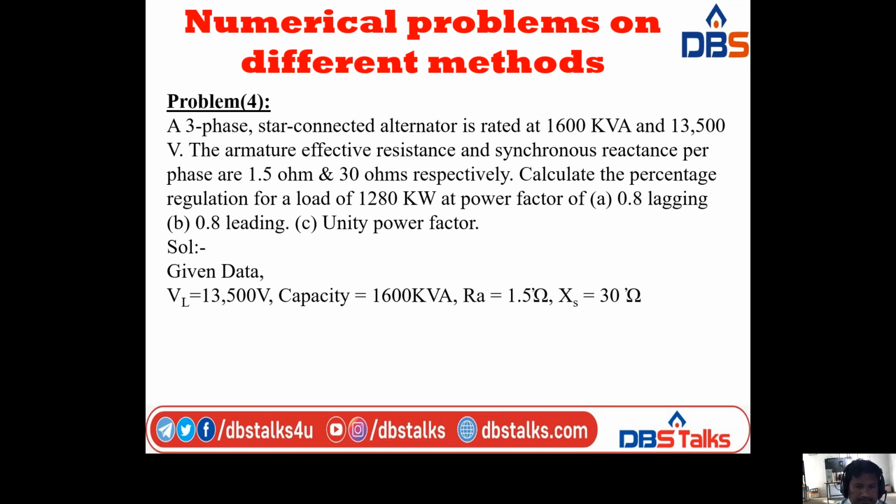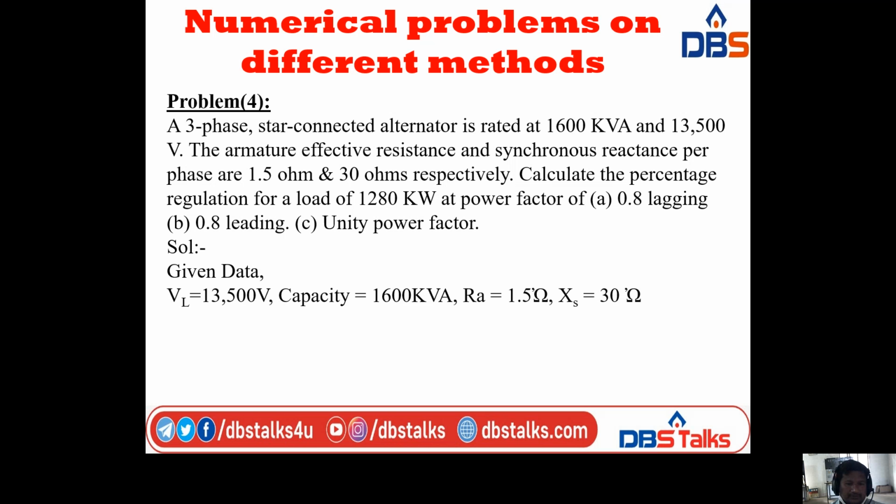So another problem: a three-phase star-connected alternator is rated at 1600 kVA and 13,500 volts. The armature effective resistance and synchronous reactance per phase are 1.5 ohm and 30 ohm respectively. Calculate the percentage voltage regulation for a full load of 1280 kilowatt with a power factor of A, 0.8 lagging, B, 0.8 leading, C, unity power factor. So what is the given data? Line voltage 13,500 volts, capacity 1600 kVA, Ra 1.5, Xs 30 ohms.